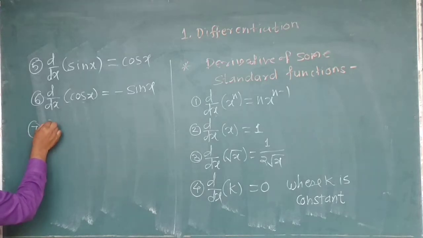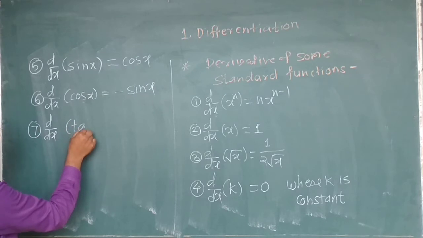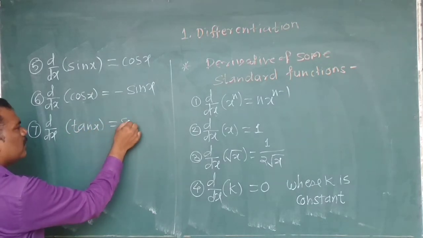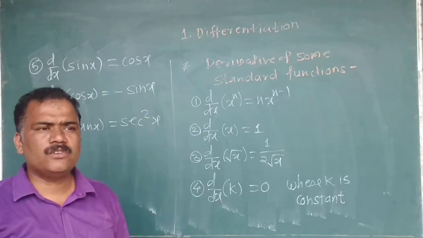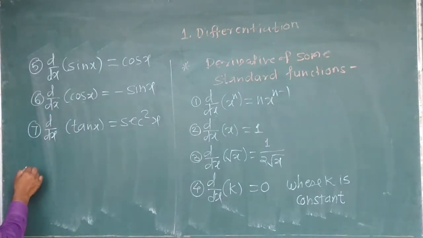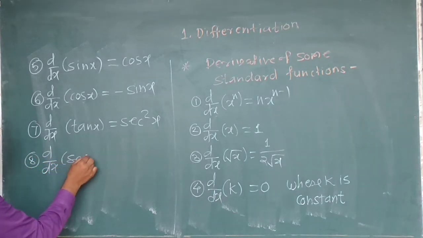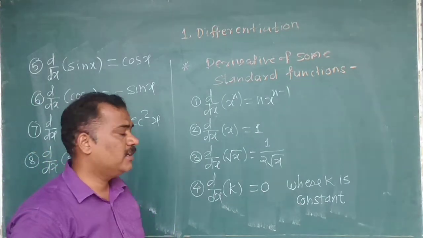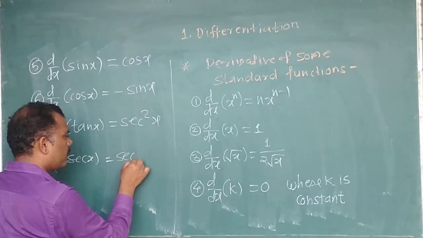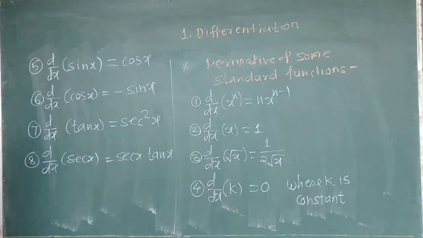Seventh one, d dx of tan x. Derivative of tan x is equal to sec square x. Eighth one is d dx of sec x, which is sec x into tan x.